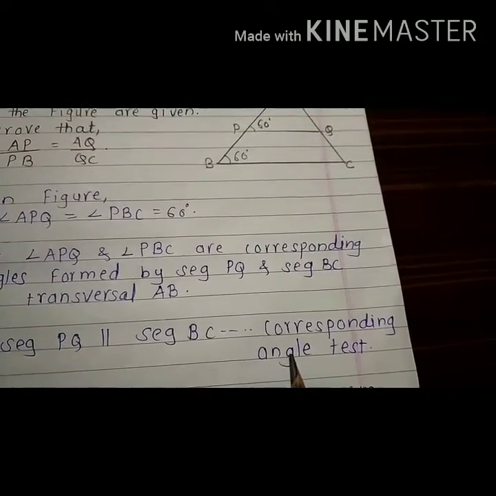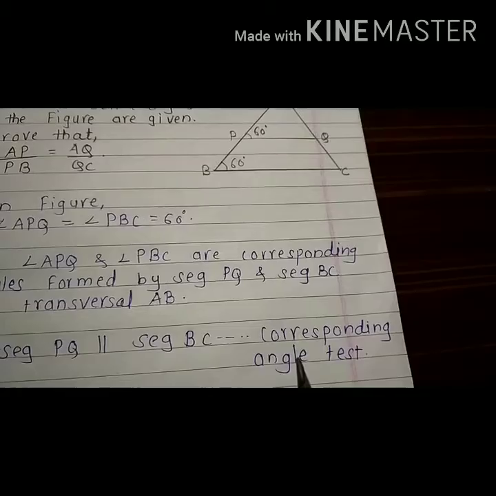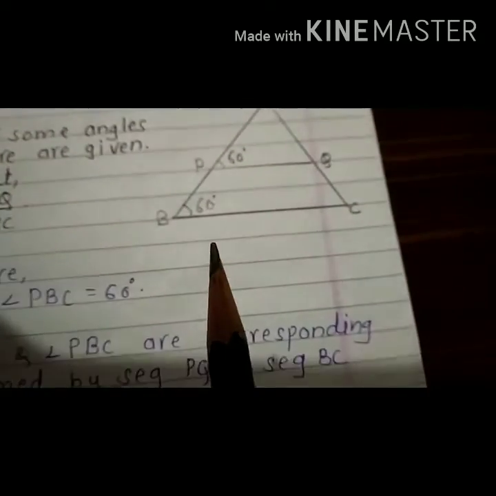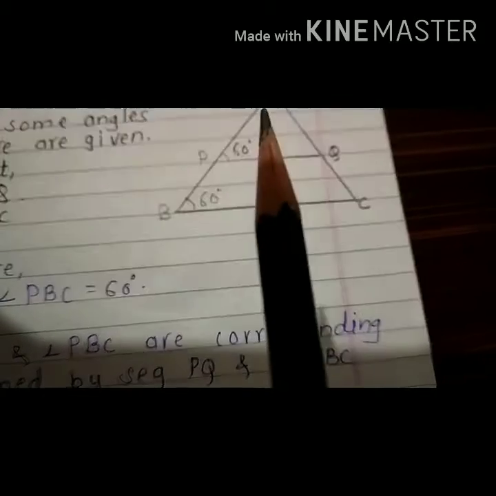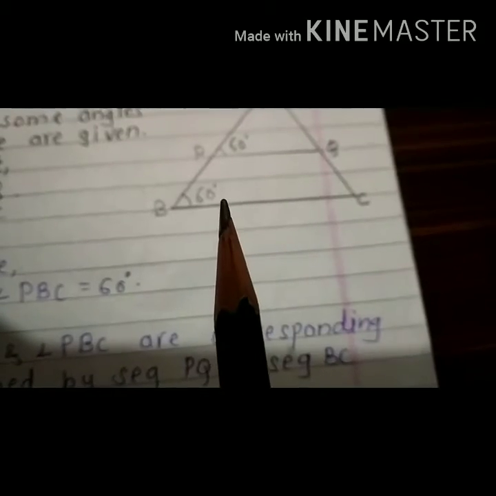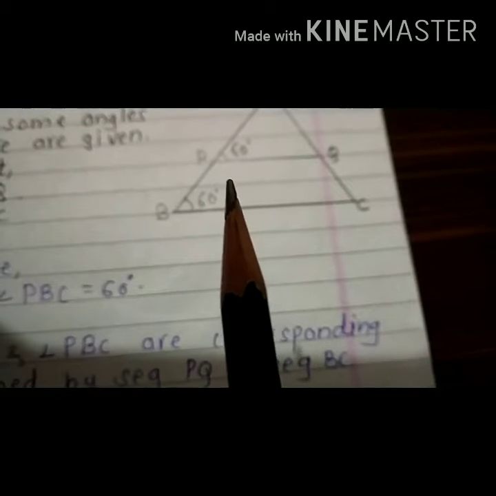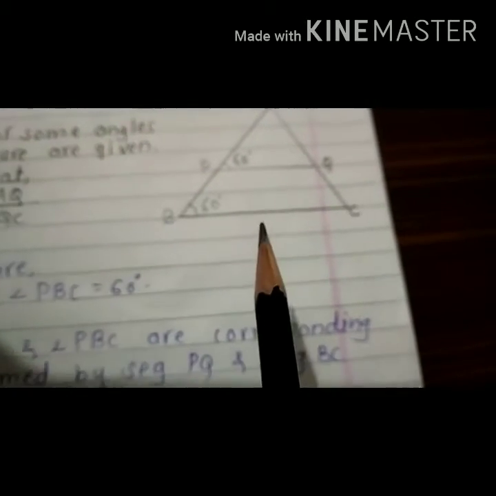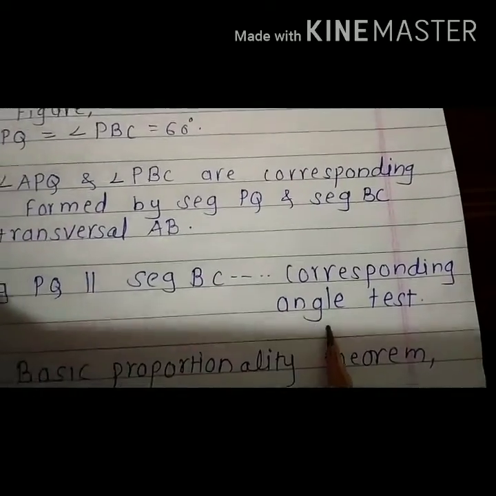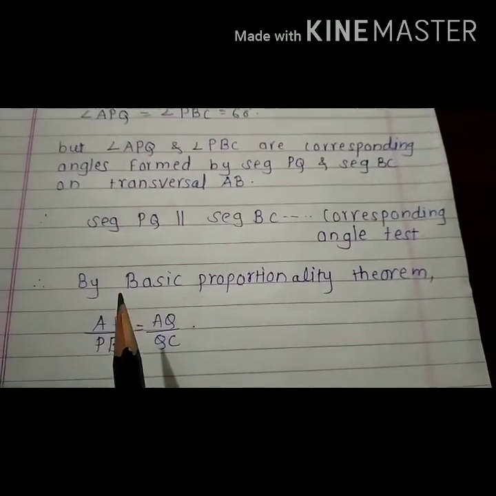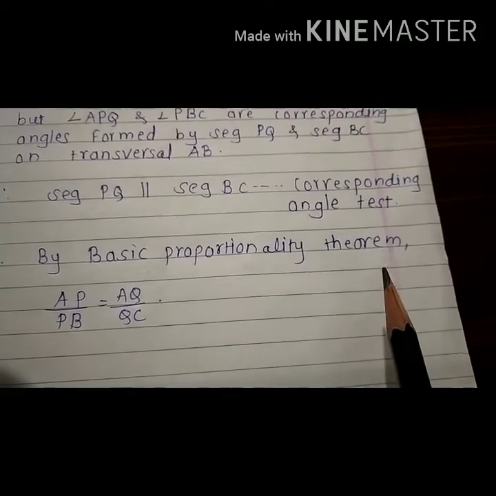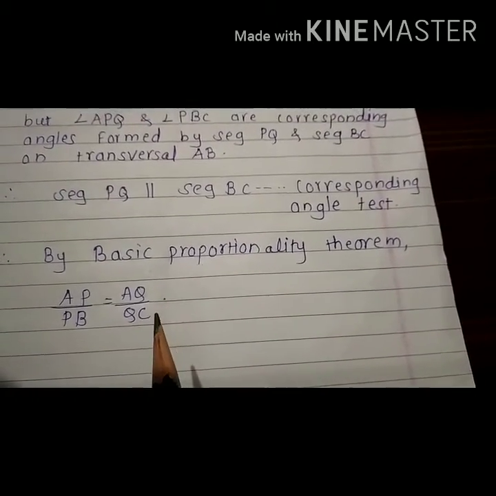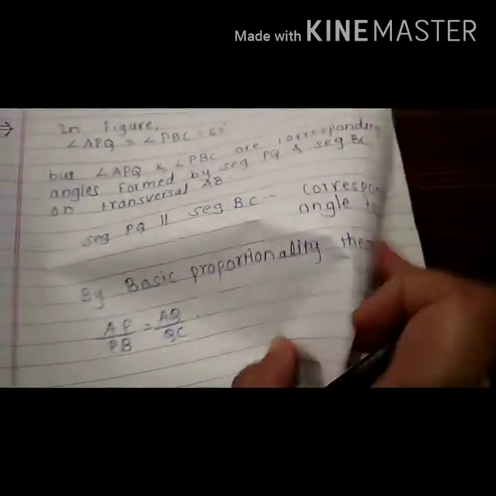We already saw the corresponding angle test in previous standards. If the corresponding angles formed by two segments and their transversal are congruent, then these two segments are parallel to each other by the corresponding angle test. Therefore, by the basic proportionality theorem, AP upon PB is equal to AQ upon QC.